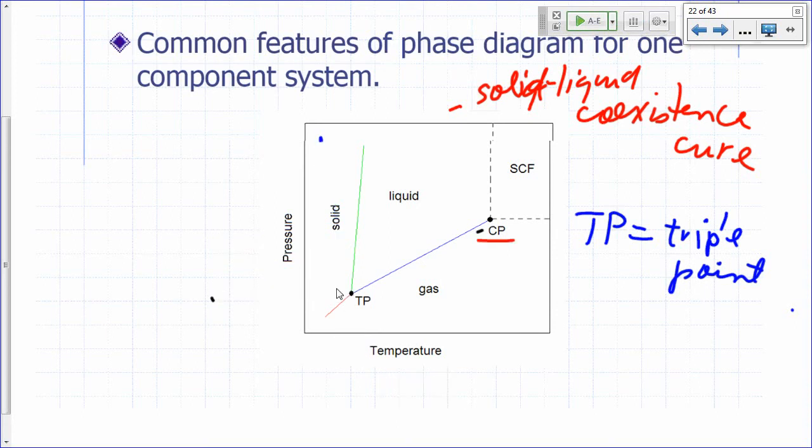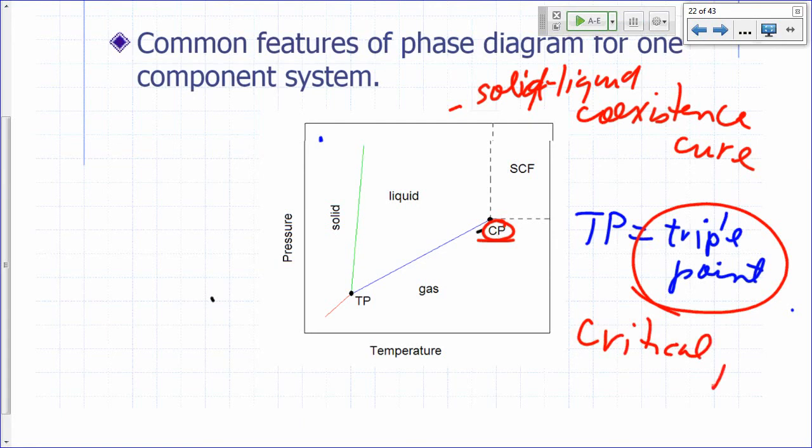And triple point means that's a condition where you expect to find solid, liquid, and gas all at the same time at equilibrium. Now, CP here, what does CP stand for? What do you think it stands for? Critical point, right? CP stands for critical point.